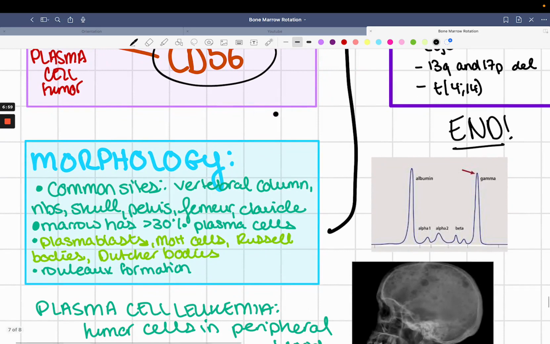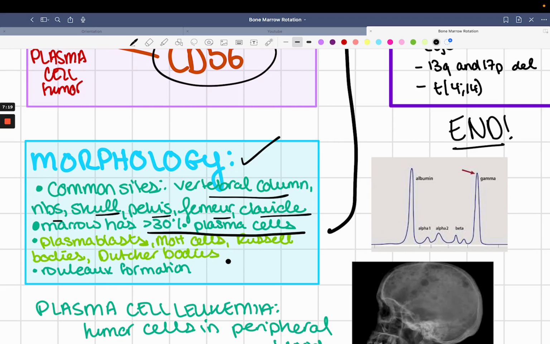The next one is you want to think about the morphology of the disease. Where does it happen? It happens commonly in the vertebral column, ribs, skull, pelvis, femur and clavicle, amongst other places. And the bone marrow is going to have roughly greater than 30% plasma cells. So there has to be an increased number of plasma cells.